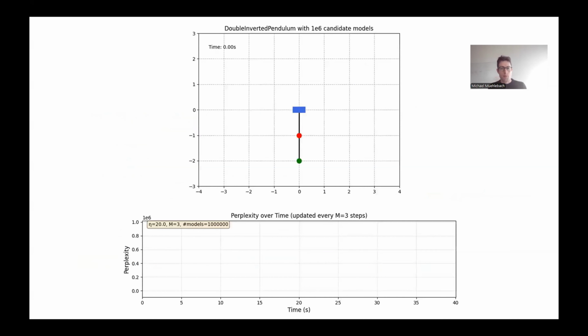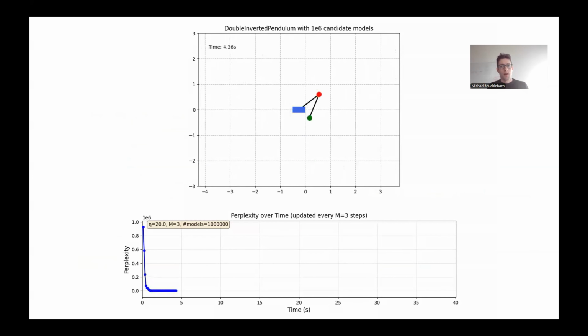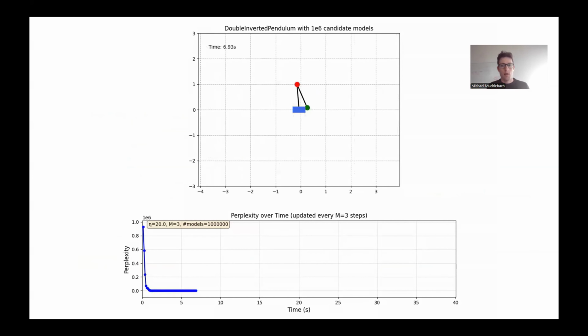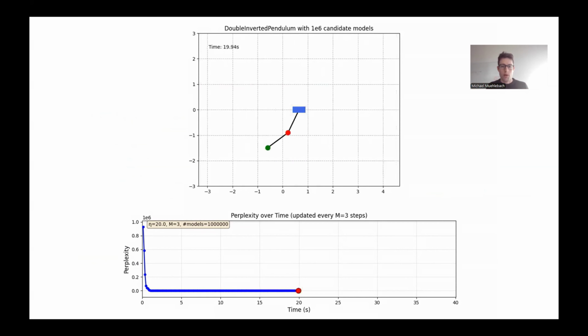Here's a numerical example. It's a double inverted pendulum system where we have 1 million candidate models. The learning happens online and in real time. After only about 4 seconds, we narrow down the set of candidates so that we can seamlessly transfer between different non-trivial equilibria.